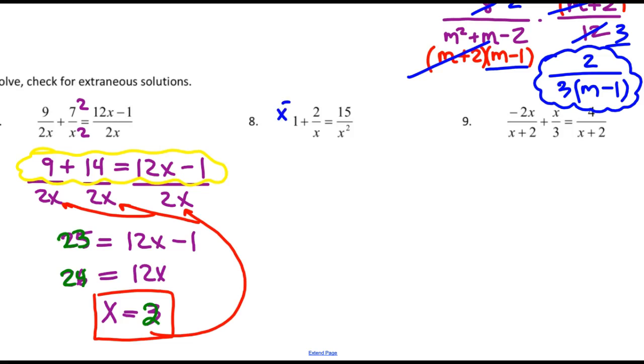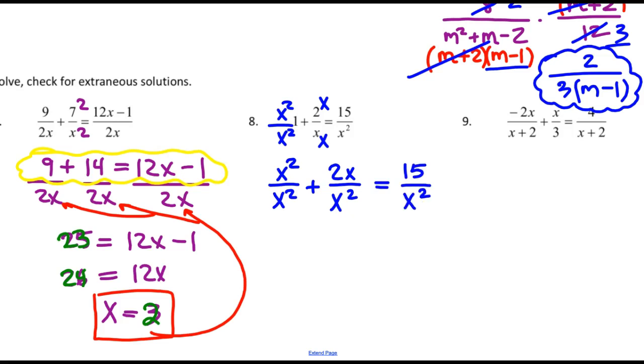So this is going to be x squared over x squared. That's the same as 1. Multiply this by another x over x. So that's going to be a 2x, and the 15 stuff is good to go. So let's rewrite that as x squared over x squared plus 2x over x squared equals 15 over x squared.